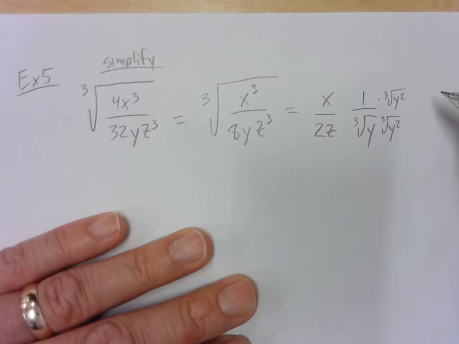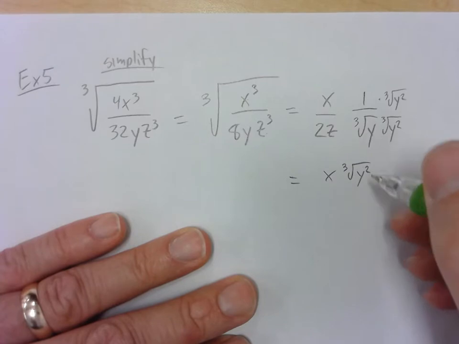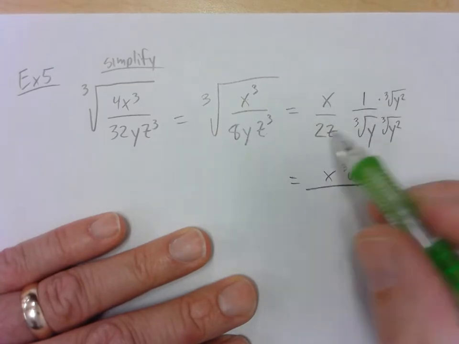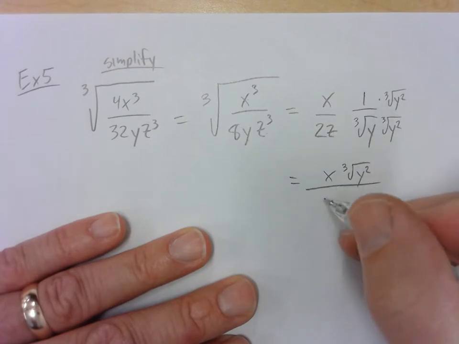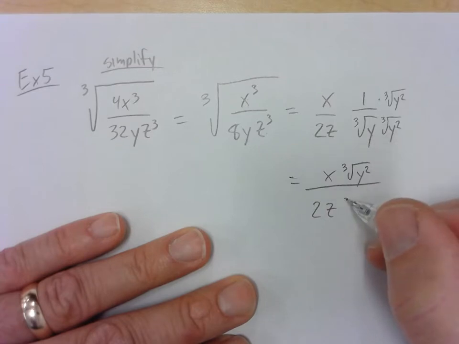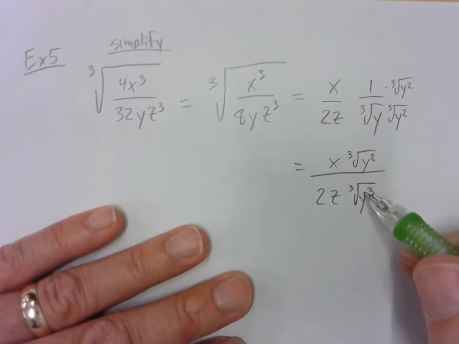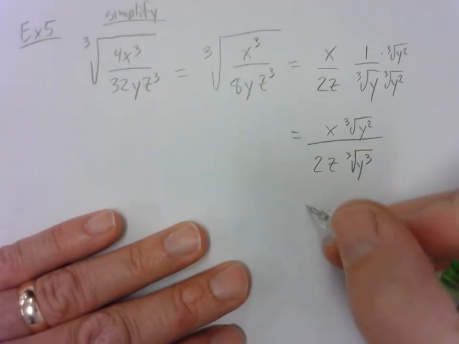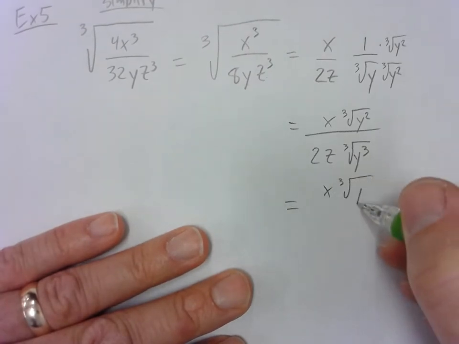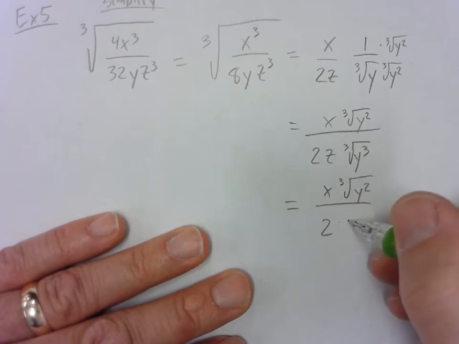So this would give me x cube root of y squared on the top of the fraction, numerator times numerator, and on the bottom of the fraction, denominator times denominator, I get 2z, and then this times this is the cube root of y cubed. The cube root of y cubed, of course, is y, so I'm left with x cube root of y squared over 2. This is y, alphabetical order, and then z.